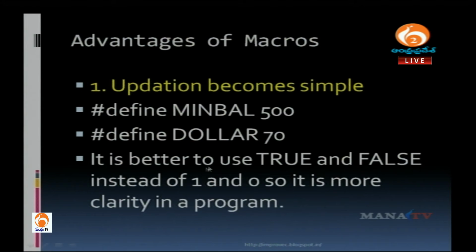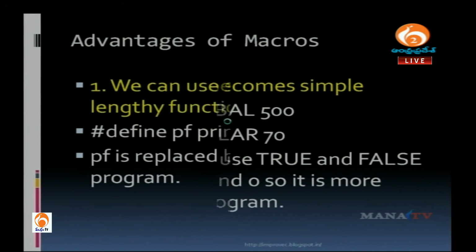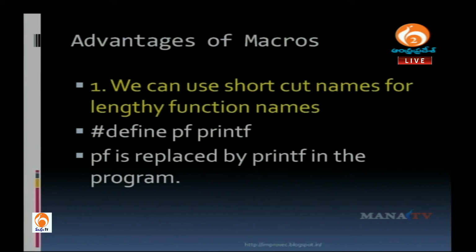It is better to use true and false. Instead of writing 500 and 700 every time, we can write minimum balance and dollar, so everyone can easily understand. Minimum balance means something, but if I am writing 500, only the programmer can understand.